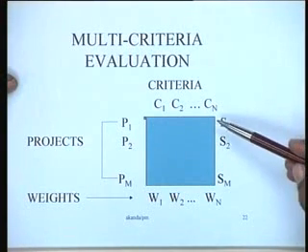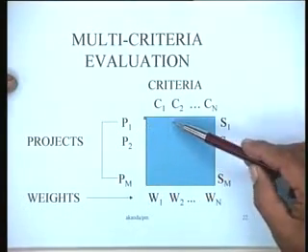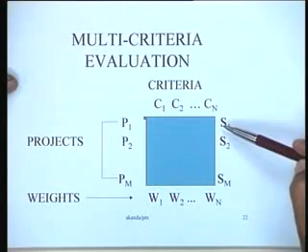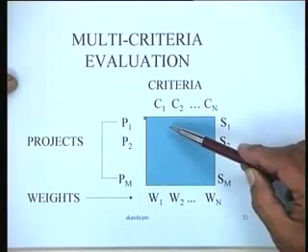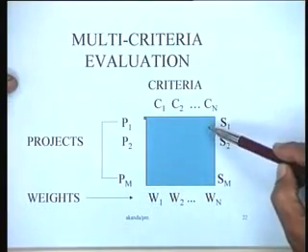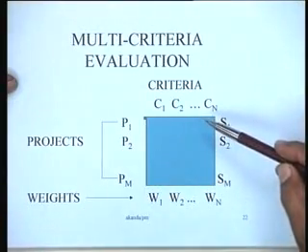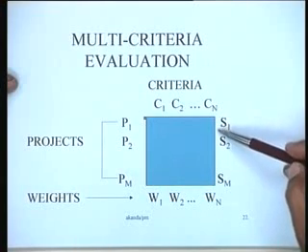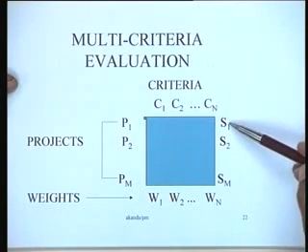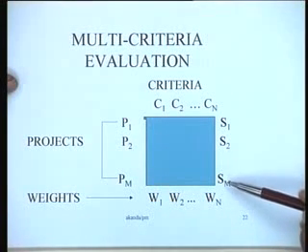And what we would like to do is that each of these projects would be evaluated on each of these criteria and given some score on each of these various criteria, and then depending upon the weightages which are there for these individual criteria, we could work out a consolidated score for each of the projects. So S1 is a score for the project, S2 is a score for the second project, and SM is a score for the mth project.